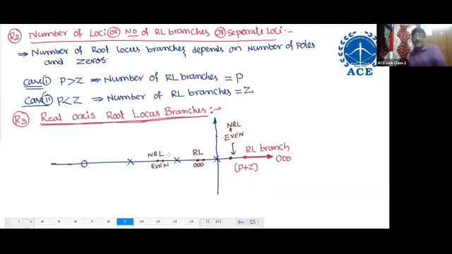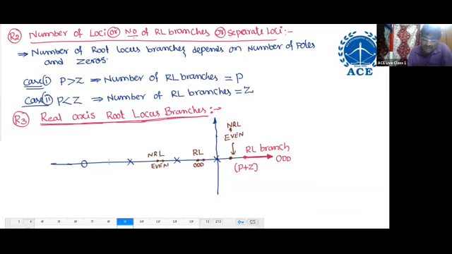But don't take an exact point on the pole or zero. You should not select a point on the exact location of a pole as well as the exact location of a zero. By default, each and every pole and zero lies on the root locus only. Why? Because root locus branches start at poles and end at zeros. That means poles and zeros are by default on the root locus branch.